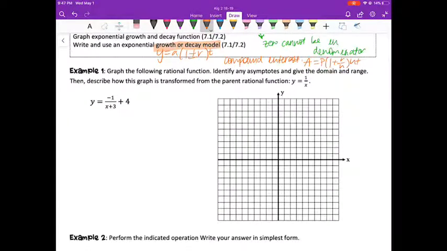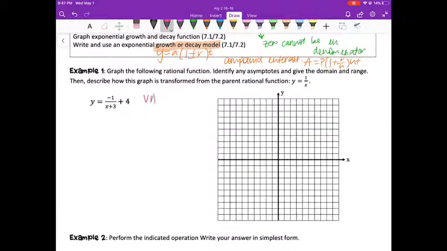So example 1 comes from section 8.2, and we are graphing the rational function, identifying asymptotes, giving domain and range, and then describing how this graph is transformed. So we graph our rational functions mostly by plotting points, remember. So we want to consider what x's we need to plot. Well, in order to do that, we first talk about our asymptotes.